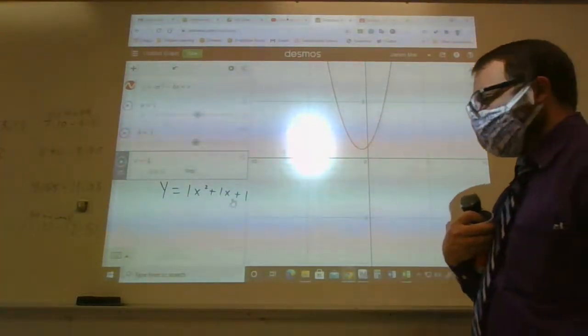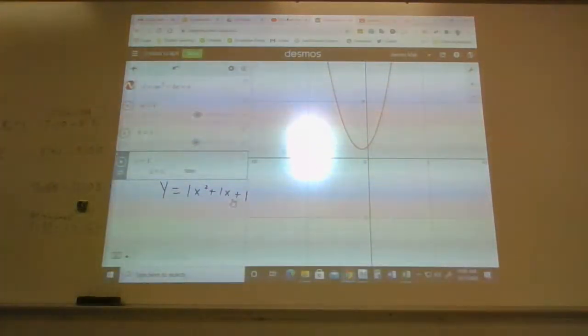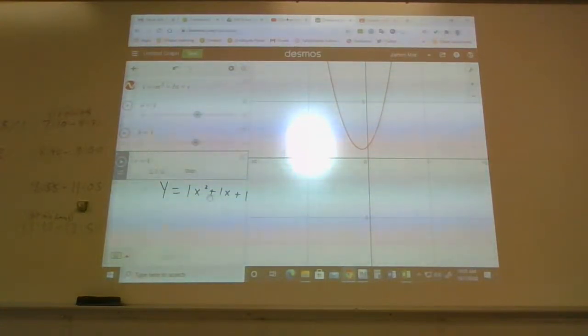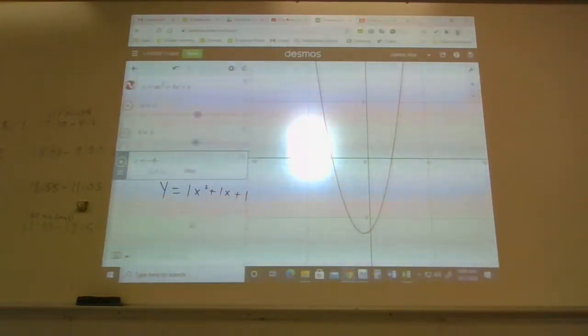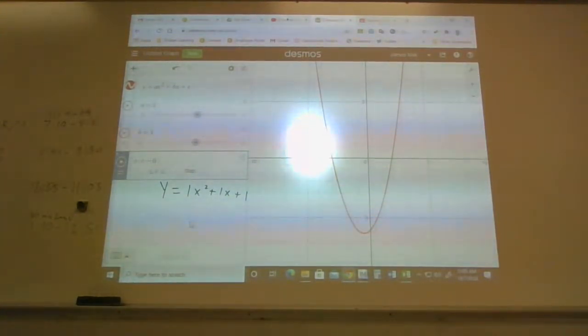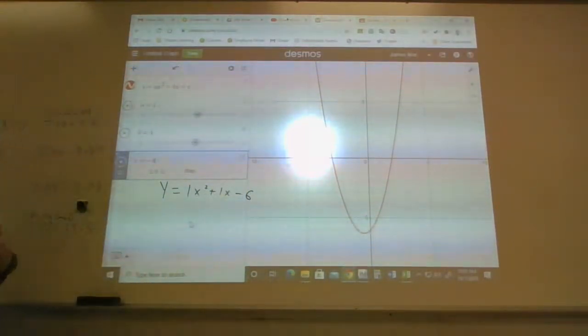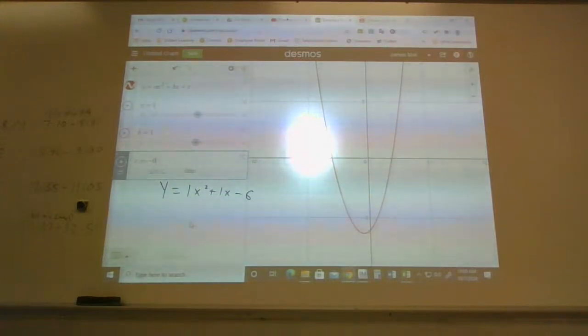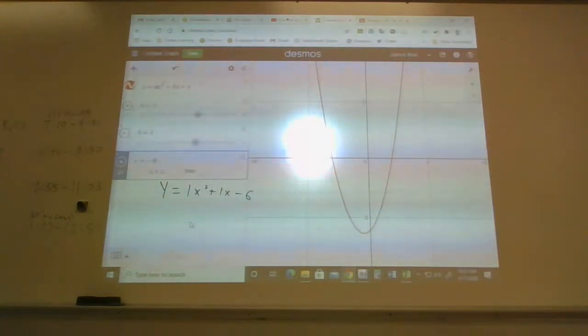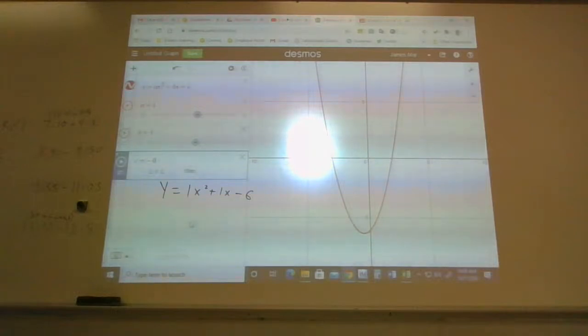This goes back to factoring. For example, if I were to put in this quadratic right there, this is a different quadratic now: 1x squared plus 1x minus 6. What would the solutions to this quadratic be? If you had to give me a number, guess a number, any number. 2 would definitely be a solution.